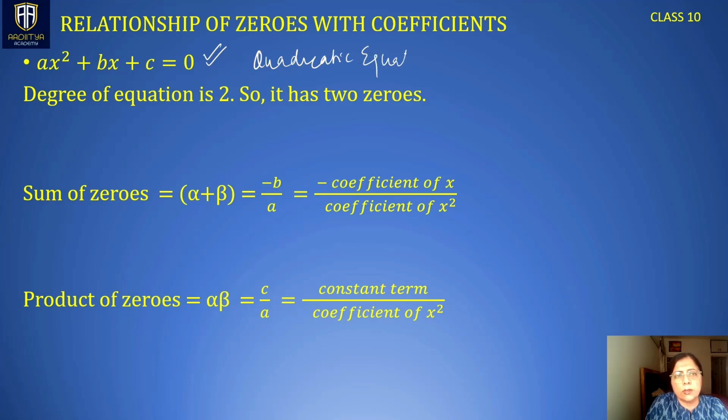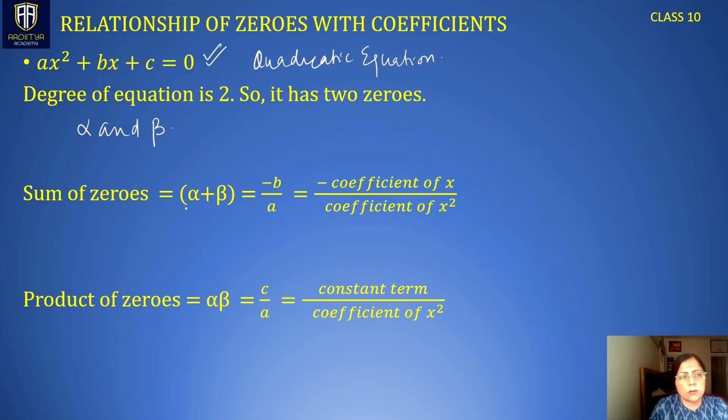Quadratic equation. The degree of this equation is 2, so we have 2 zeros in this case. We had learned how to solve this and factorize this to find those 2 zeros. Let's say we have 2 zeros called alpha and beta. They are real numbers. So now we have a relationship between them.